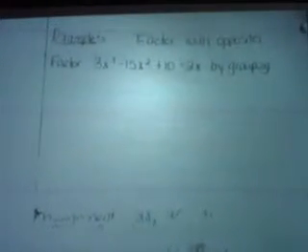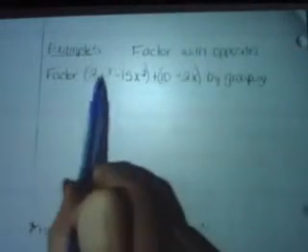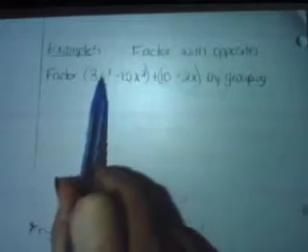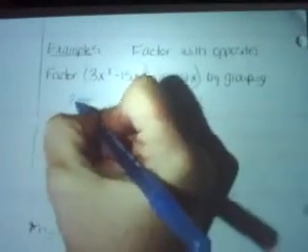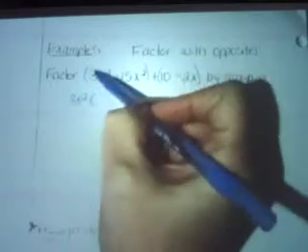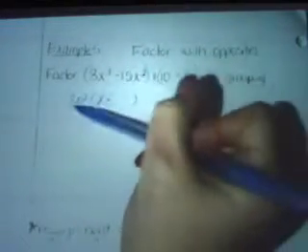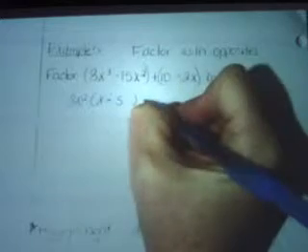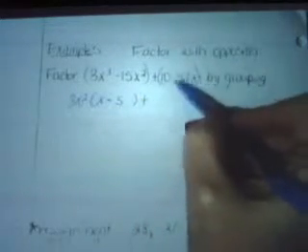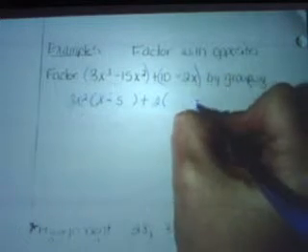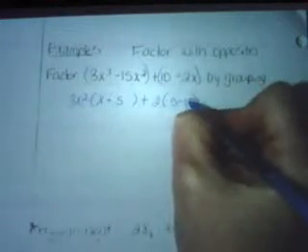Example 5, factor with opposites. We still have 4 terms, so we're going to use grouping. In this first set of parentheses, I can see that I can factor out a 3x squared. 3 will go into 3 once. X squared will go into x cubed, leaving an x. Minus 3x squared will go into 15x squared. 3 will go into 15, 5. We already factored out the x squared. Drop down our plus. Factor out of here, I can factor out a 2. So that's going to leave me with 5 minus x.